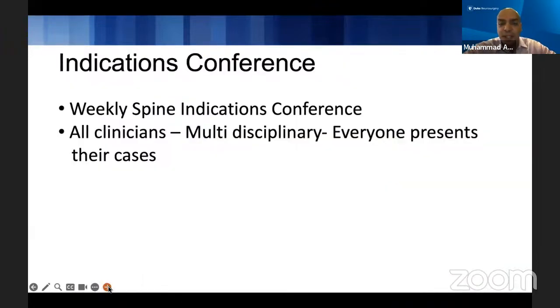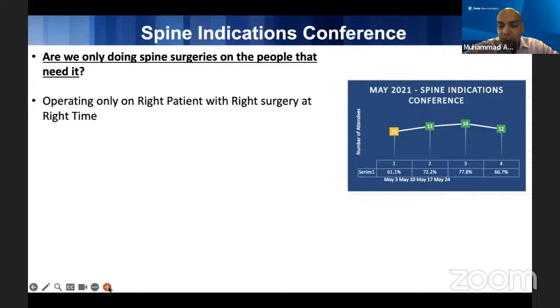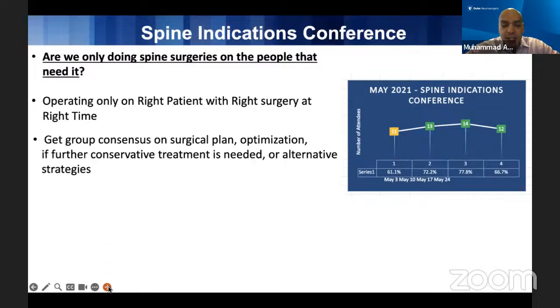We also have something called an indications conference. So this is a weekly multidisciplinary conference where everyone presents their cases. And we really want to make sure that we do the right surgery for the right patient at the right time. And you can see here our attendance is about 14 or 15 attendees per week. So it's a good attendance.